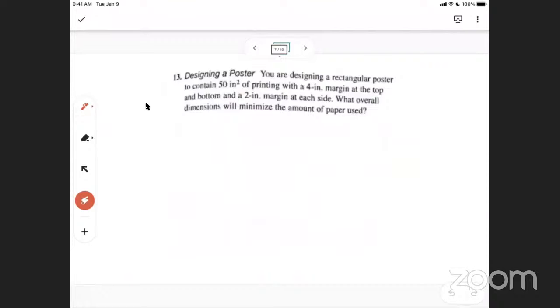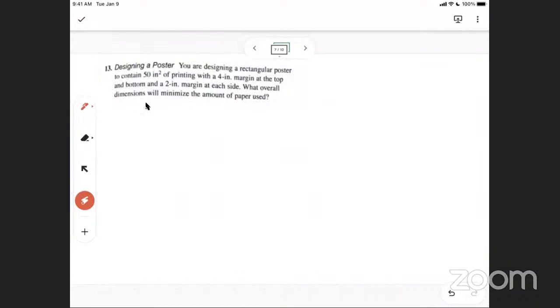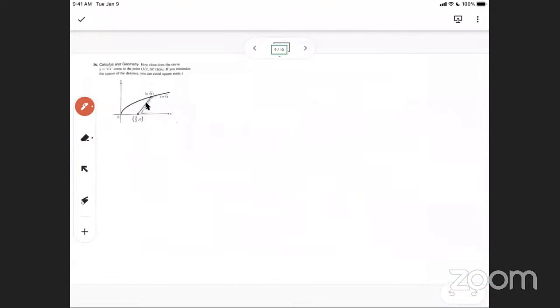It says you are designing a rectangular poster to contain 50 inches squared of printing with 4 inches margin at the top and bottom and a 2-inch margin on the side. Okay, so here's my poster. It's a rectangular poster, and it wants to be 50 inches squared of printing. Wait, actually, sorry, can we do number 36? Sure, it's a different type of problem than we've done. Yeah, no problem. All right.